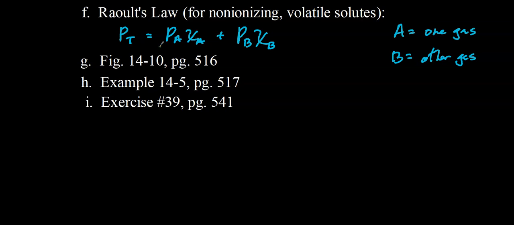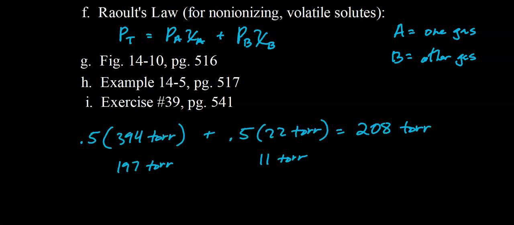All right, let's try one out. Number 39 on page 541. Go ahead and pause the video. So here's our setup. We have equal amounts of those two substances. So our mole fraction is 0.5. And so multiply that by the vapor pressure of each substance by itself. Add those up. We get the total vapor pressure of 208 torr.